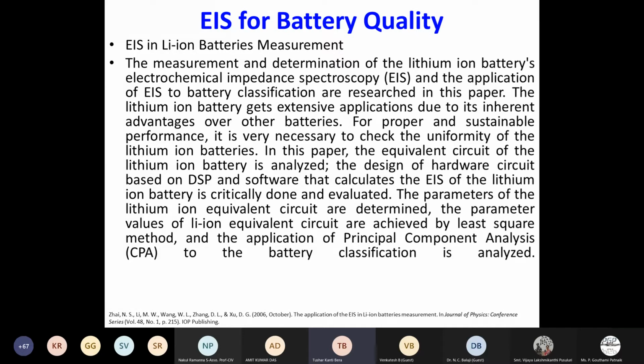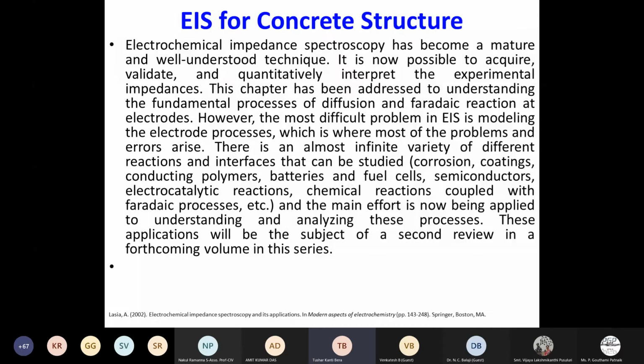So that type of materials can be detected, the life of the battery and how the battery is performing, that can be detected by the impedance studies. Now, for the concrete structure, the electrical impedance spectroscopy has become a very popular method in biomedical and other material characterization technique in the MEMS based techniques also, where the microstructure are also possible to be detected.